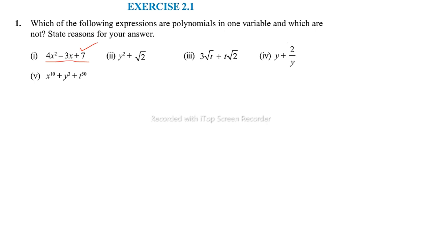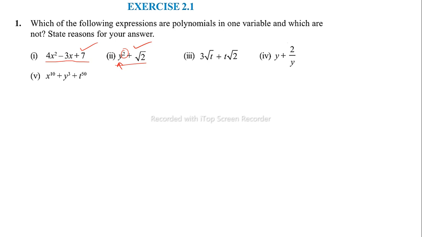The next one, y squared plus root 2. Here also this is a polynomial in one variable as the power of y is 2. This is a whole number, so it comes under polynomial, and only one variable has been used. That's why it is a polynomial in one variable.